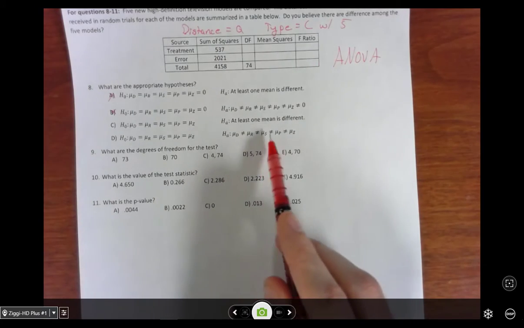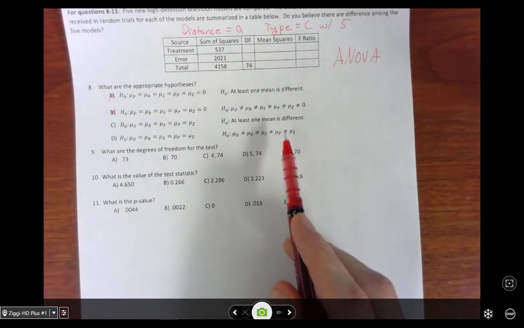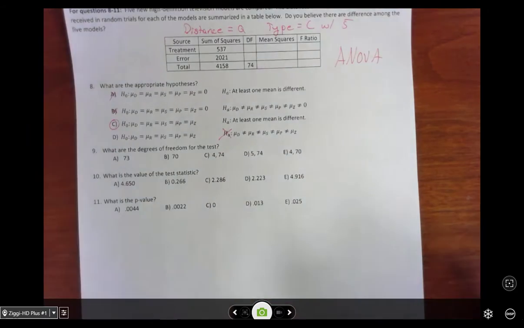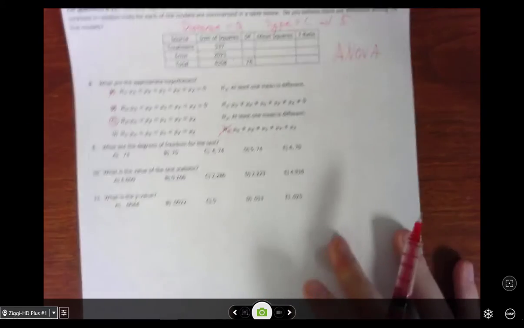D says all 5 of the means have to be different. We just want to know, is at least one of the televisions separate from the rest of them? That's what C says. So D's statement is wrong, making the correct answer C.